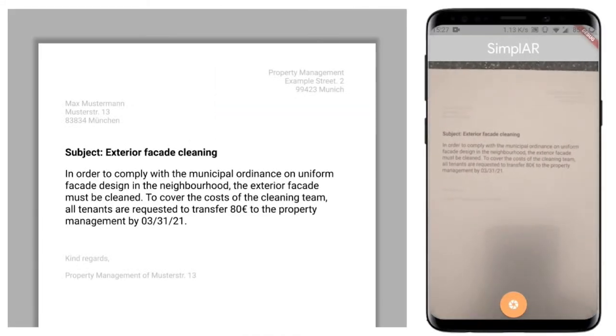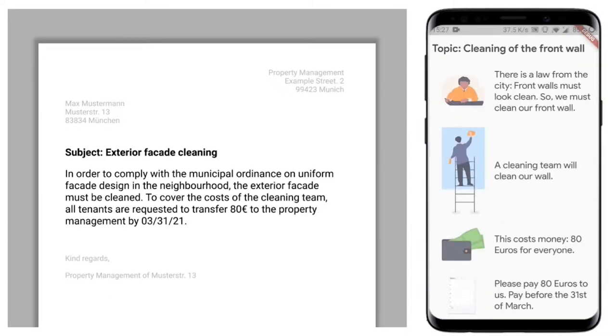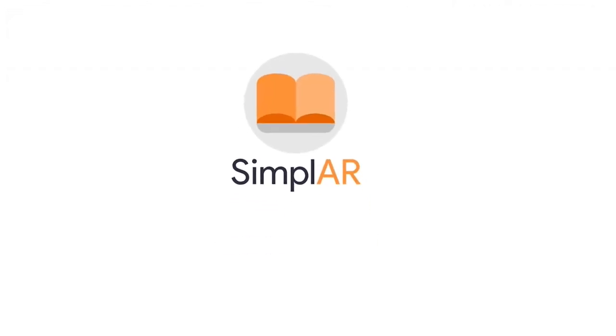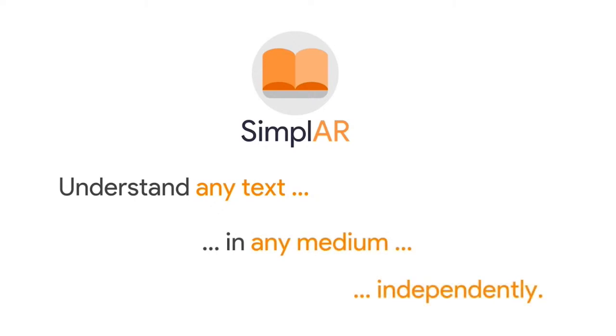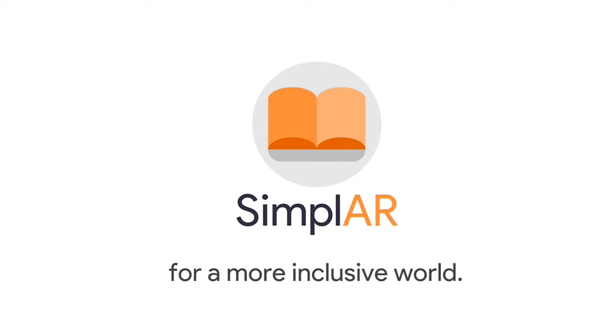Some texts are so complicated that an AR overlay would be unreadable. In this case, we open a new screen with the plain language text and supporting images, as recommended by the plain language framework. Using SimplAR, functional literate people can understand any text in any medium independently, and we can have a more inclusive world.